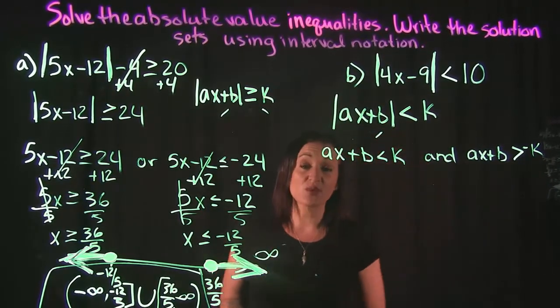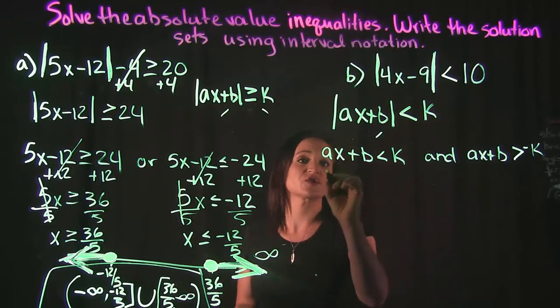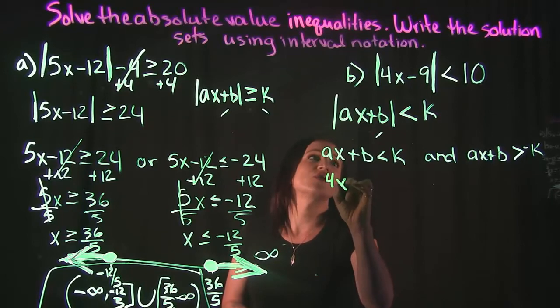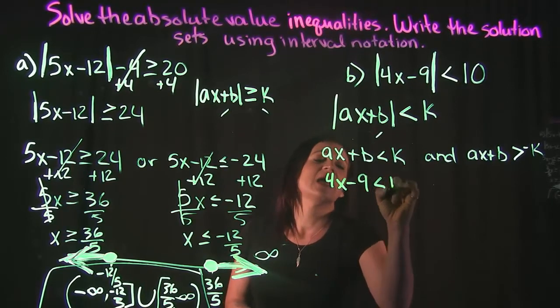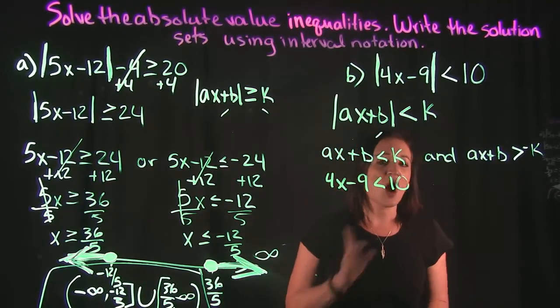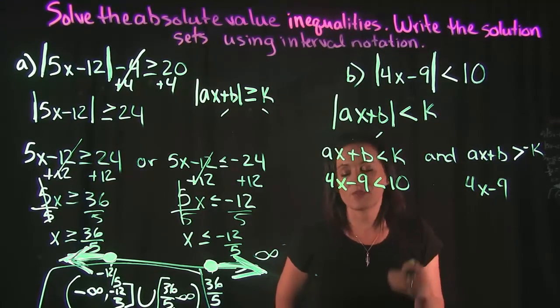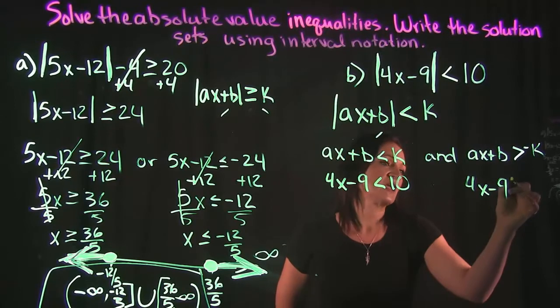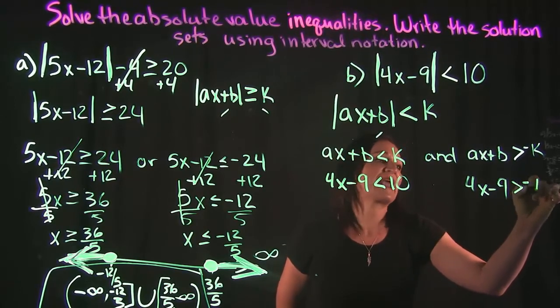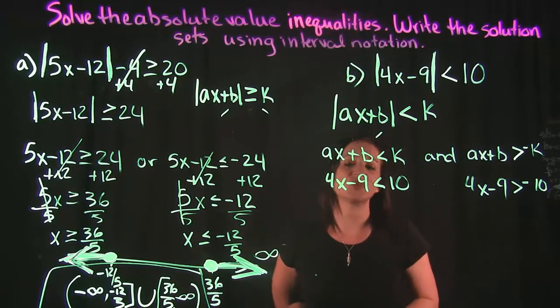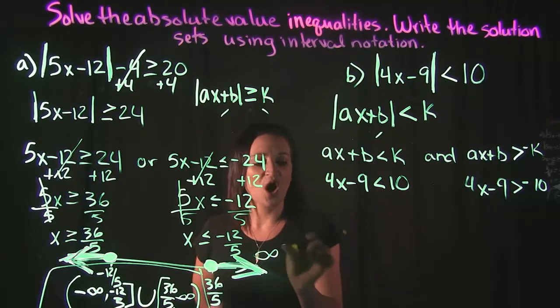Now what this looks like with our specific problem: the first one is our normal one, just like it gave it to us. 4x minus 9 less than 10. Our second problem will be 4x minus 9. Flip the symbol, change the sign. So greater than negative 10 is what that's going to look like. These are the two inequalities that we are going to solve for.